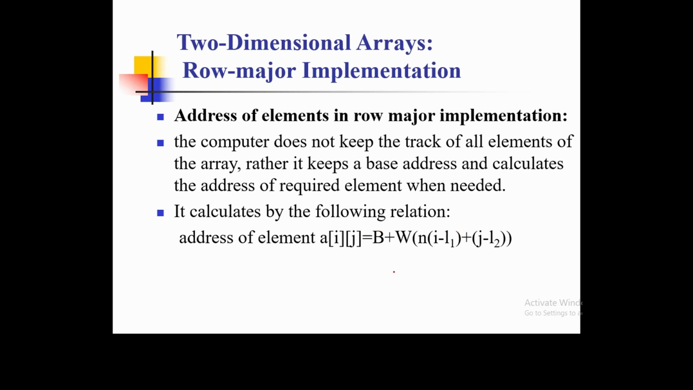It is for the row major implementation. Address of ij, where i denotes the row number and j denotes the column number. This is the base address, and this is the data type size. Let's suppose the array is an integer array, then in that case it will be 2 bytes; it changes from system to system. Now it is n times (i minus L1), plus (j minus L2).